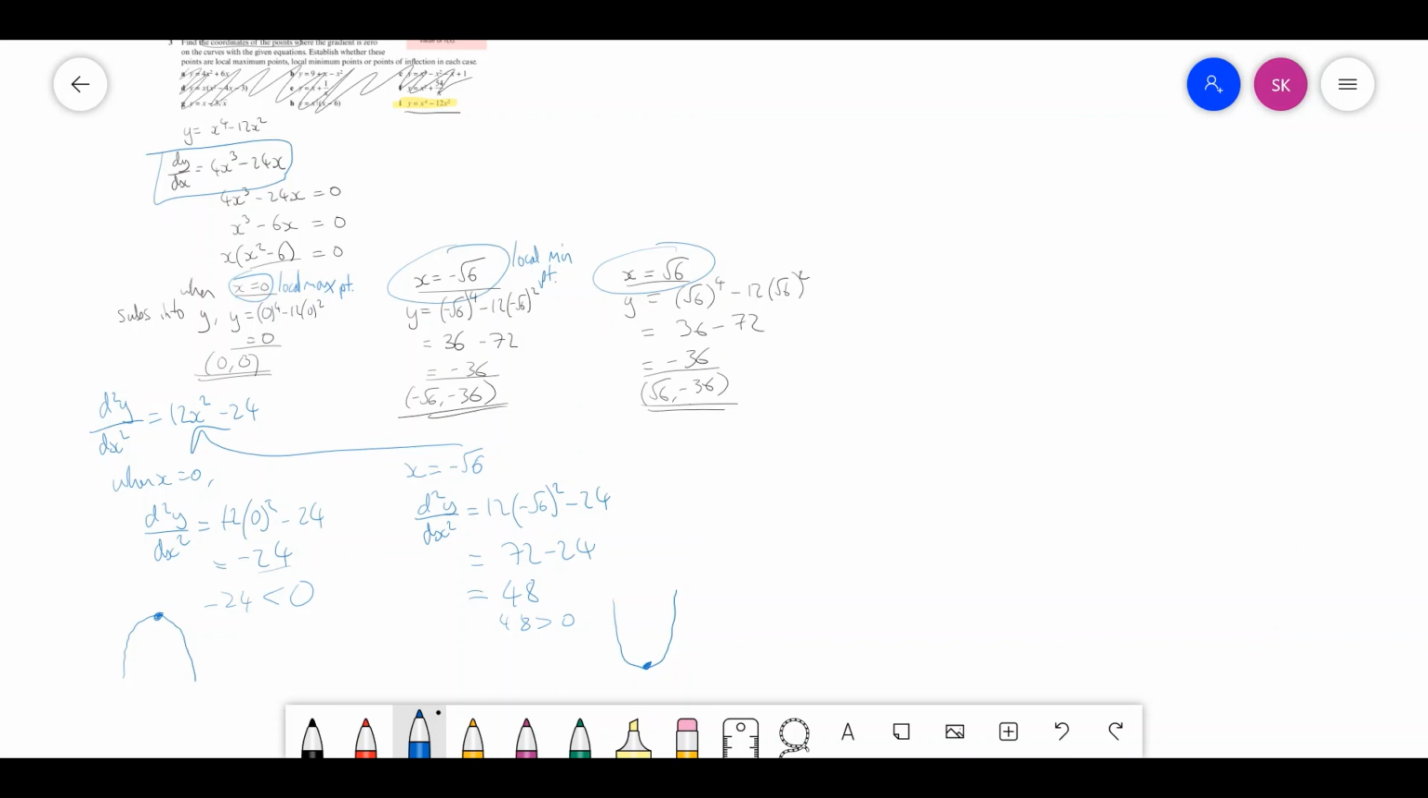Final one. Again, if you weren't sure about the other 2, but you think you now got it, pause the video and have a go yourself. x equals root 6, d2y over dx squared equals 12 bracket root 6 squared minus 24. So that is 72 minus 24, which again is positive 48. 48 is greater than 0, so we know this is what it looks like, which means we know this is a local minimum point.